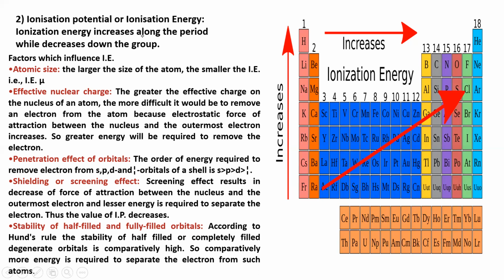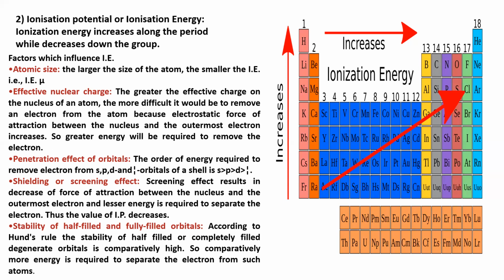Why is it increasing along the period? Because across the period, atomic size decreases. Atomic size decreases means the valence electron will be under stronger nuclear attraction. As the valence electron is under the nuclear attraction, more energy is required to remove that electron. So in a period, ionization energy increases, while down the group, ionization energy decreases because the valence electron is far from the nucleus.